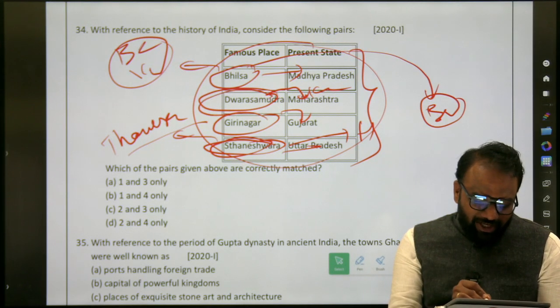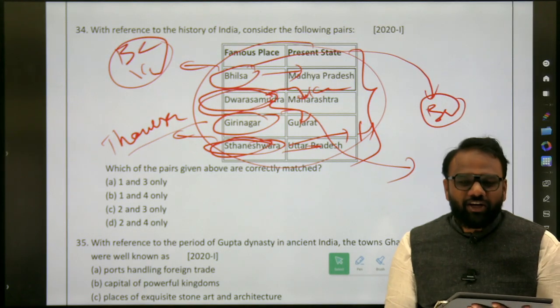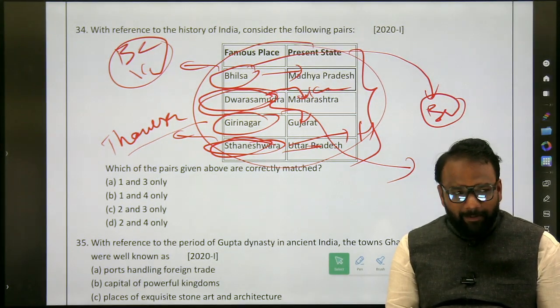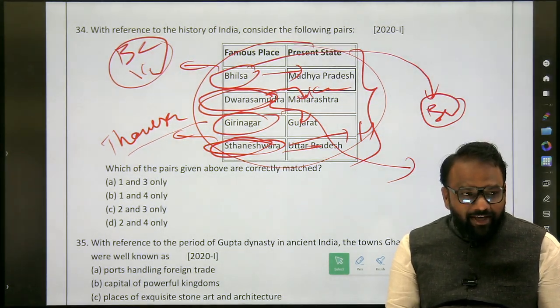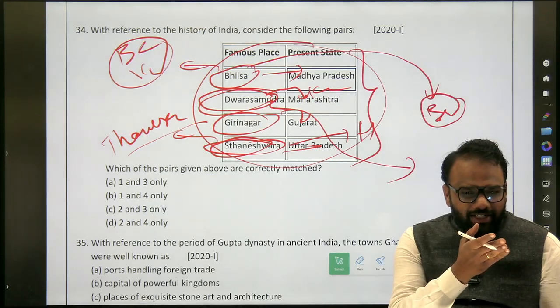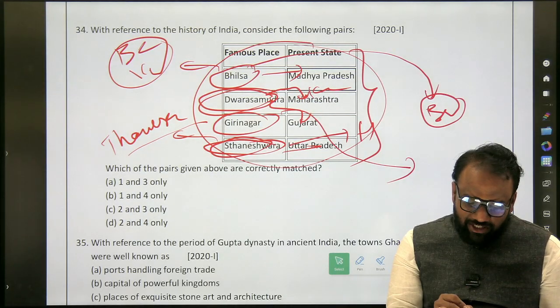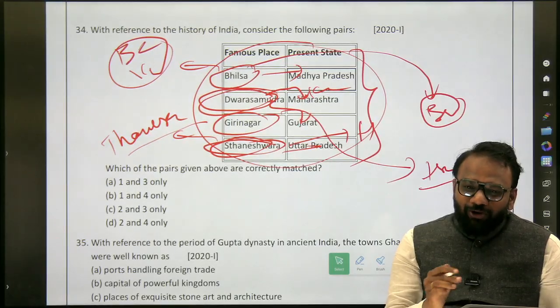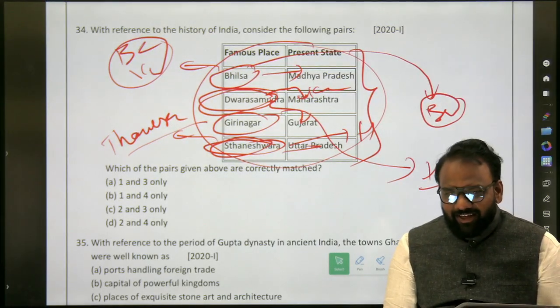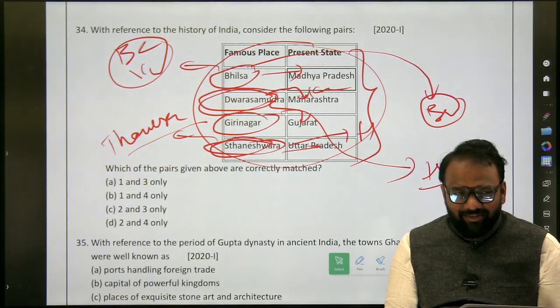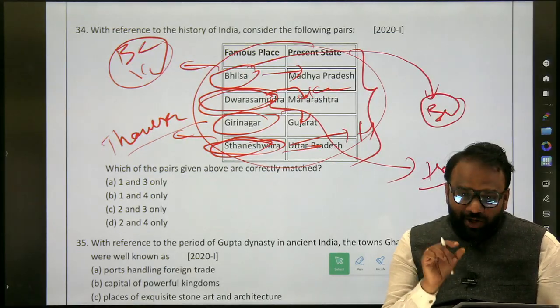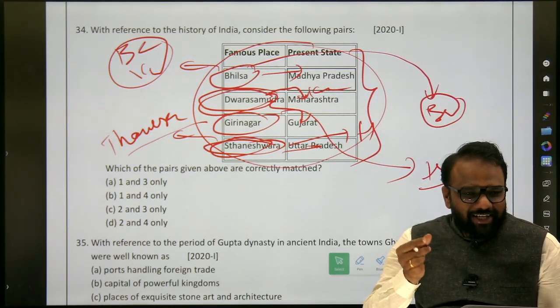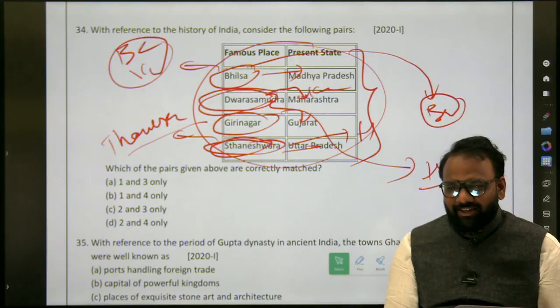When it comes to Dwara Samudra, is it associated with any dynasty or any religion? It is associated with which dynasty? Hoysala. You'll just note it, Hoysalas. Just out of curiosity, Hoysalas were followers of which religion? Jainism, Buddhism, Hinduism. Okay, that will mark it. Also cross-check whether Dwara Samudra is an important Jainism-related site or Buddhism-related site.